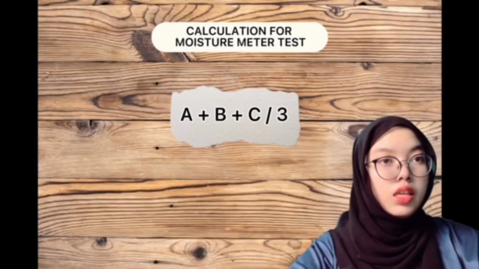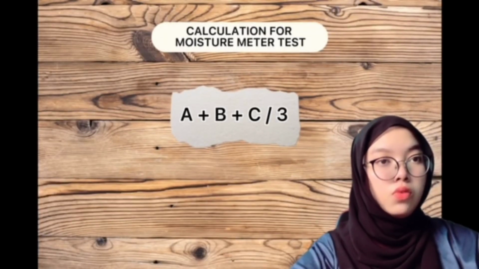The calculation process to know the moisture is A plus B plus C, and divide by 3. A, B, and C are the types of wood. It is a very simple calculation.